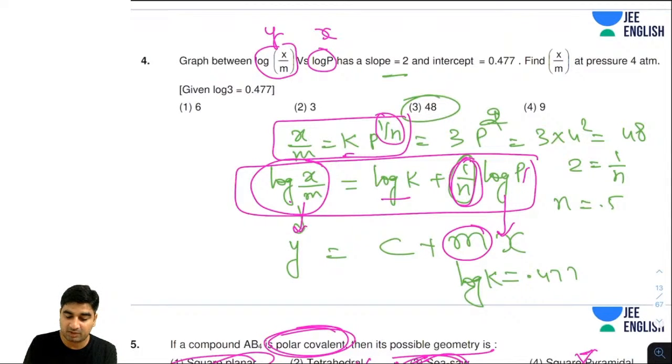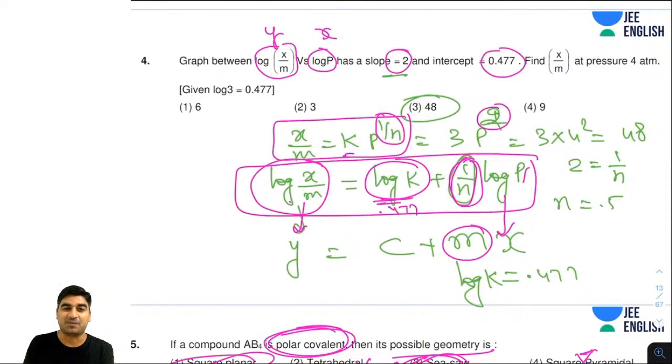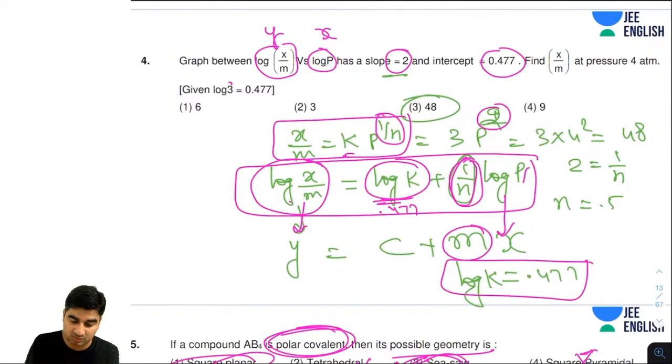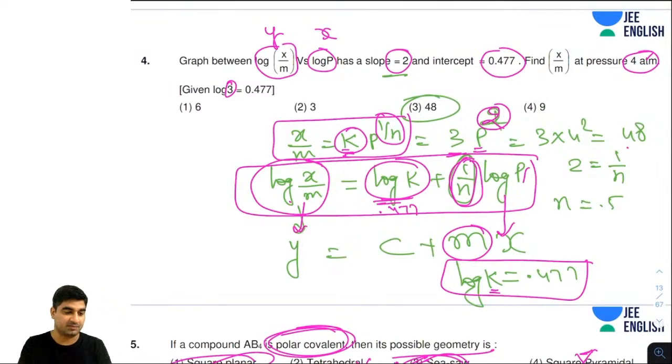So the value of 1 by n is equal to 2 because it says slope is 2. Now this intercept log k is given as 0.477. So log k is 0.477. So guys, it is clear now. So k would be 3. So you just write here 3, and pressure given is 4, and write here 2. You will get your answer.